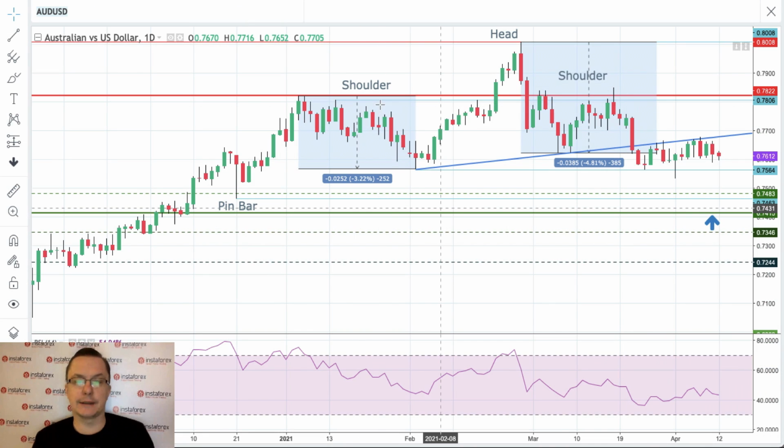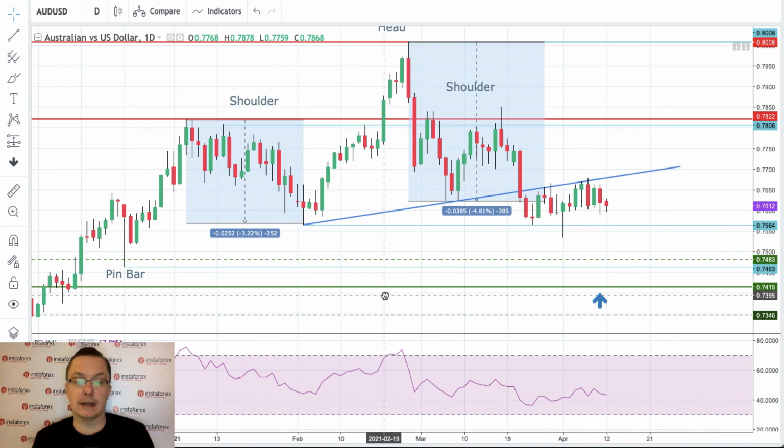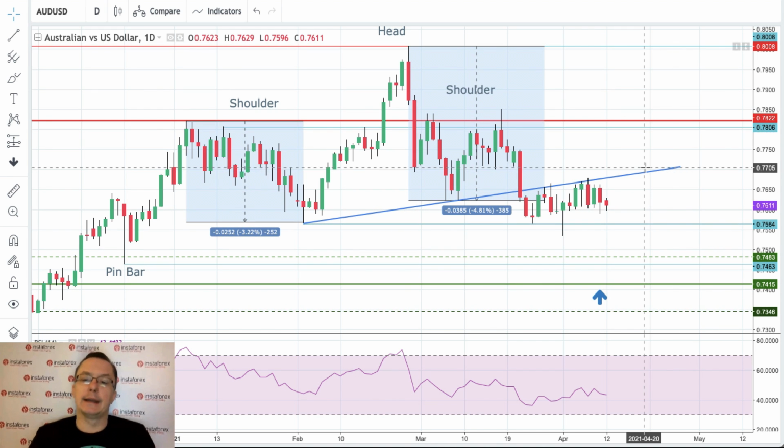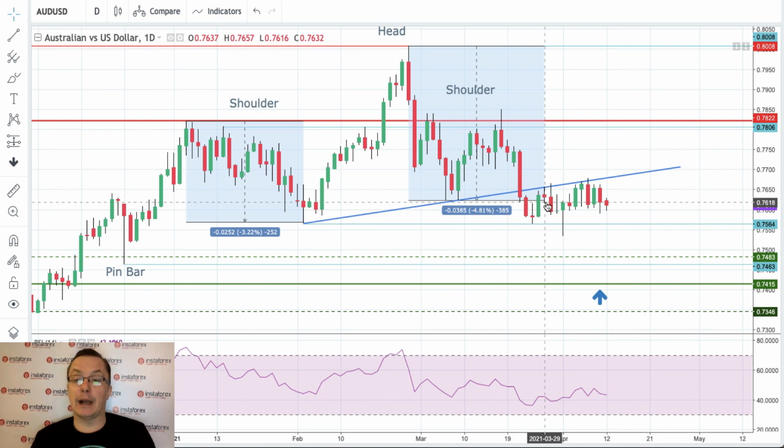Let's take a look at the charts. So we are going back to the Australian dollar. Why? Because we are still monitoring how the situation develops after the breakout below the neckline. As you can see, the neckline of the head and shoulders pattern is this thick blue line here, and the market has been attacking this line many times.